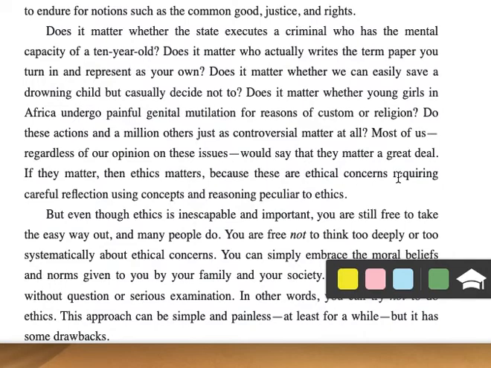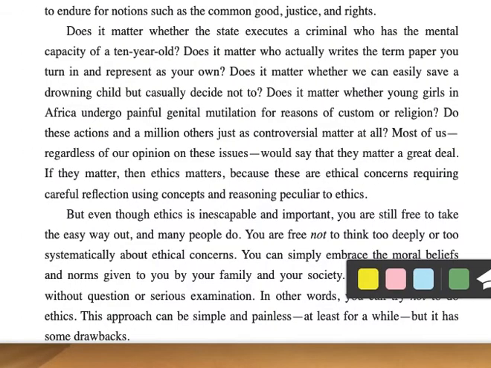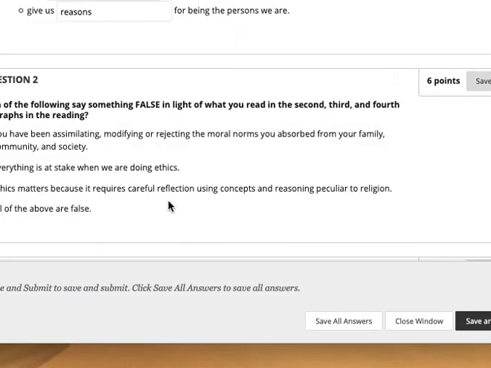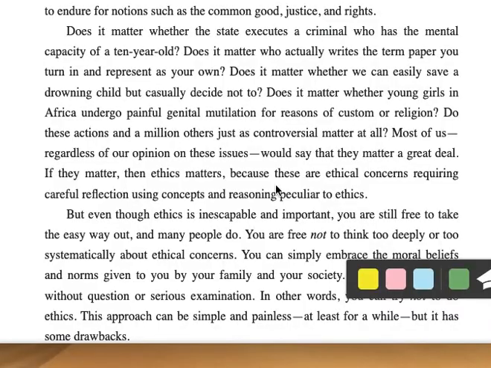Because these are ethical concerns requiring careful reflection using concepts and reasoning. So she's talking about using concepts and reasoning peculiar to religion. And in here it says what? Peculiar to ethics. So you can see here, I'm testing you to make sure that you understand exactly what the point is that is made here.